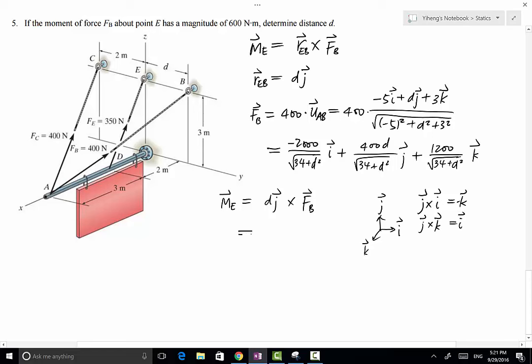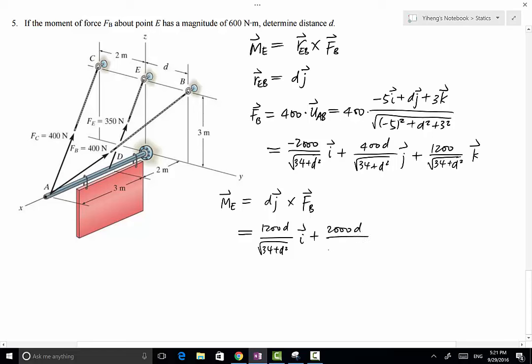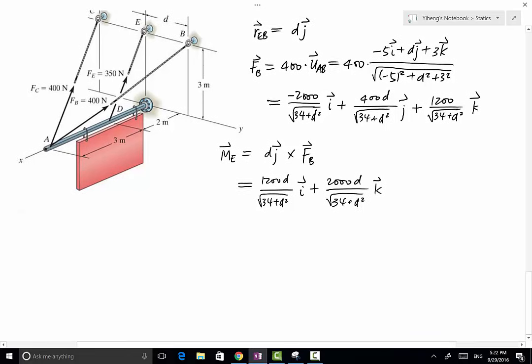Using this information, we can determine this to be 1200d over the square root of 34 plus d squared times i plus 2000d over the square root of 34 plus d squared k. So that's the moment caused by the force Fb about point E in vector form. We need to determine its magnitude.